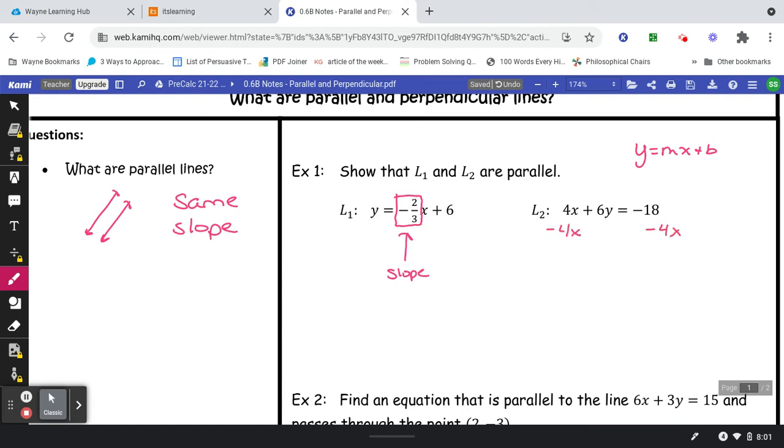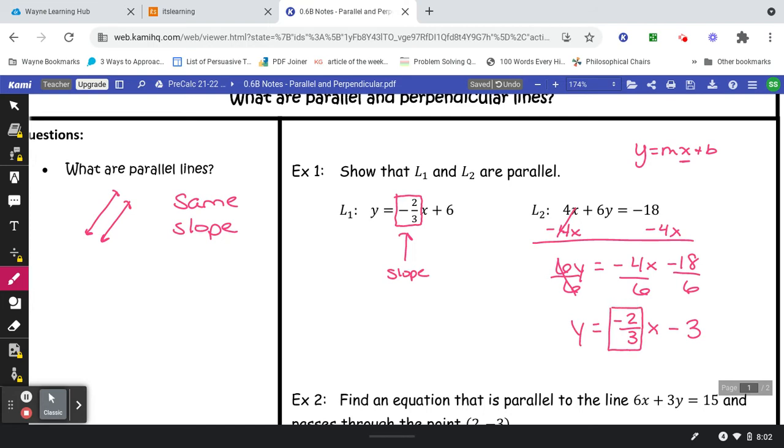Subtract 4x. I'm going to put my negative 4x first, only because it comes first in that equation, followed by the minus 18, and then divide by 6. Reduce the fraction negative 4/6 down to negative 2/3. And divide out the numbers at the end, minus 3. Now that we have that in slope-intercept form, we can see that that is our slope. And you can see that the slopes are the same. And that's all we need to do, just show that they are parallel. We just need to show that the slopes are the same.